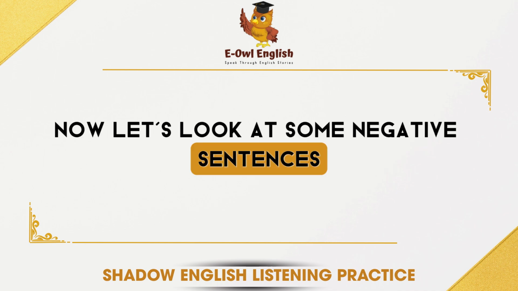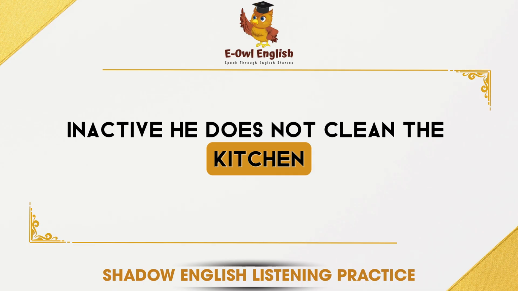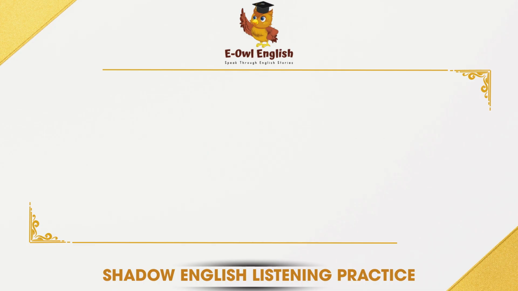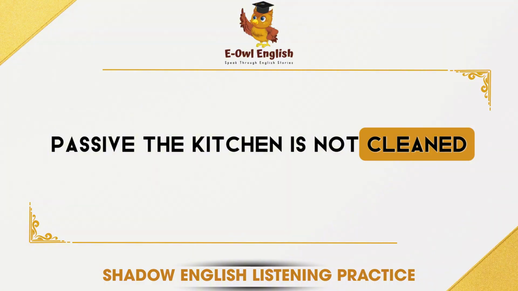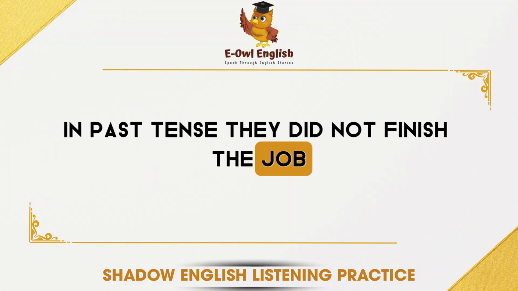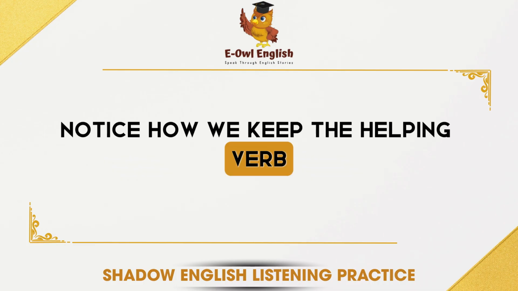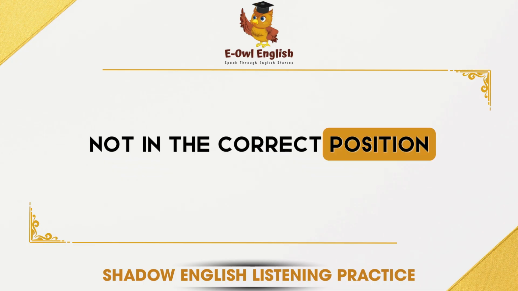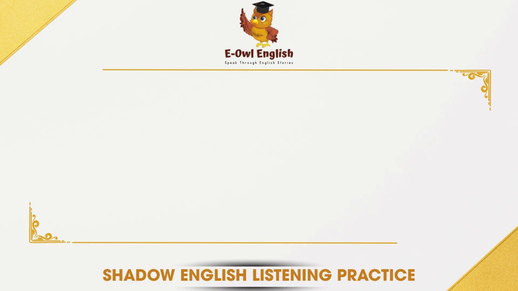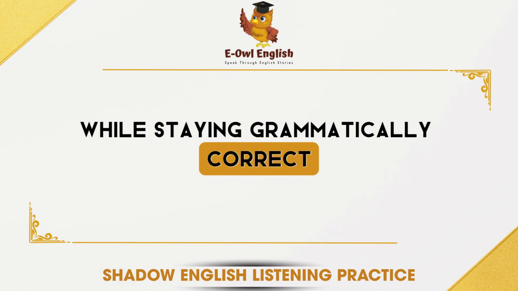Now let's look at some negative sentences. In active: "he does not clean the kitchen." Passive: "the kitchen is not cleaned." In past tense: "they did not finish the job." Passive: "the job was not finished." Notice how we keep the helping verb and "not" in the correct position. This makes the sentence negative while staying grammatically correct.